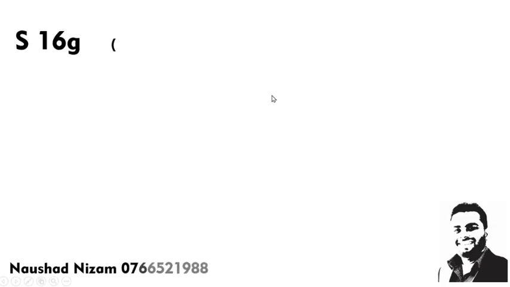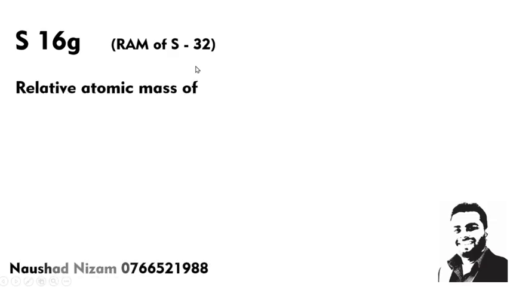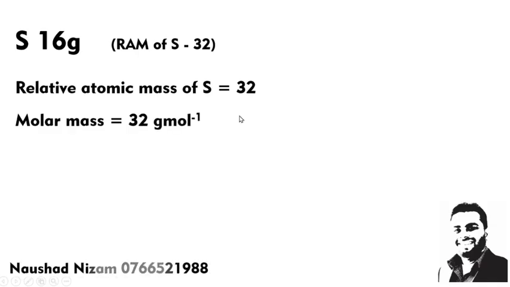Now we'll move on to the next calculation. Sulfur, 16 grams. Sulfur is an atom, so the atomic mass is given as 32. First step, take the relative atomic mass. Since it's an atom, we take sulfur as 32. Molar mass is 32 grams per mole.